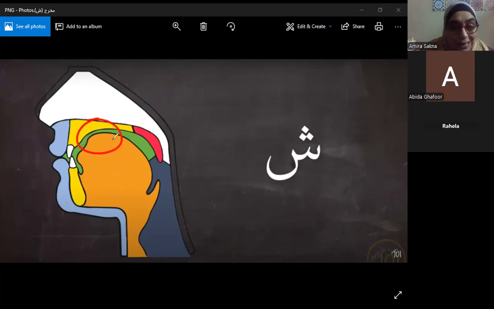So Sheen is the same as Jim, but there is no complete contact. There is no contact at all. The middle part of the tongue is raised toward the hard palate, but leaving a distance in between them to allow the voice to run. That's why Sheen is a loose letter, harfun rakhwa.